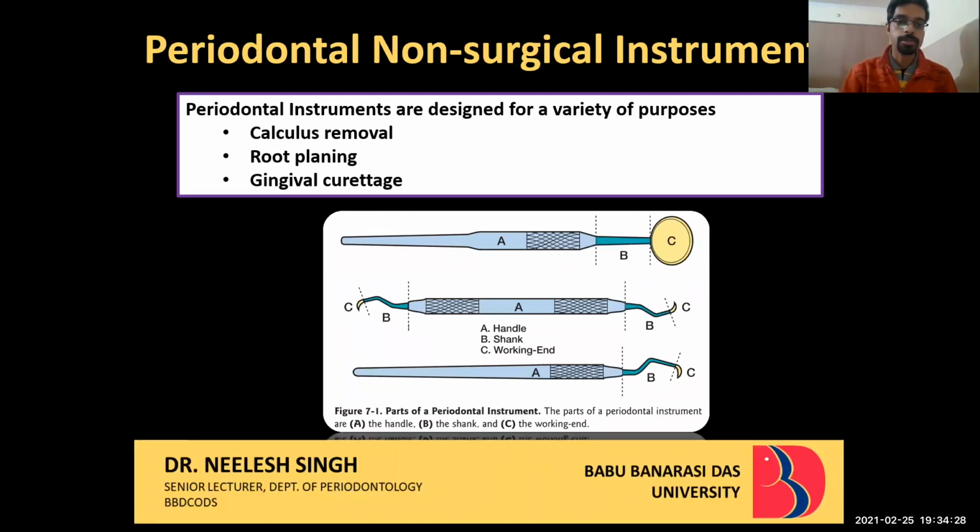Periodontal non-surgical instruments. Periodontal instruments are designed for a variety of purposes, basically calculus removal, root planing, gingival curettage, etc. Any periodontal non-surgical instrument basically has three parts, A, B, and C. A is the handle, B is the shank, and C is the working end. The shank is that part of the instrument which connects the handle to the working end.